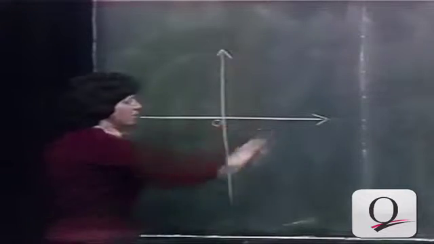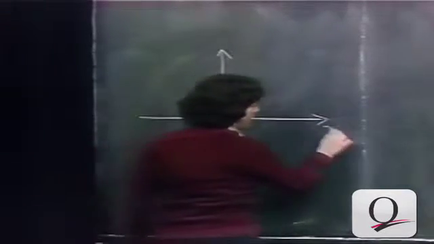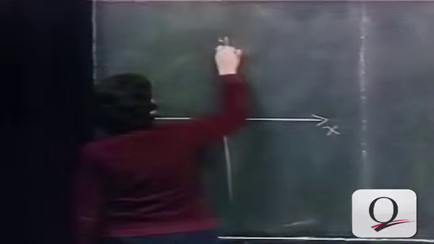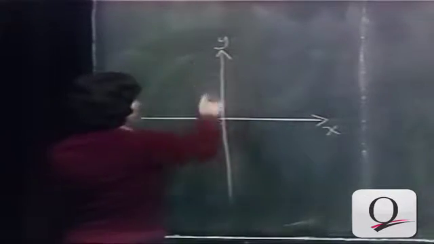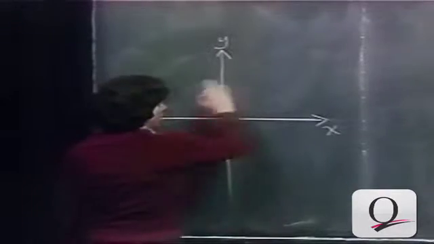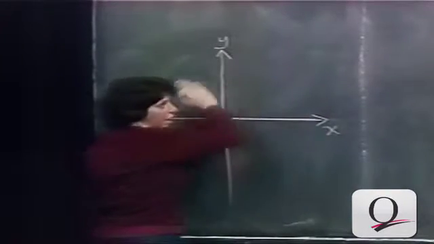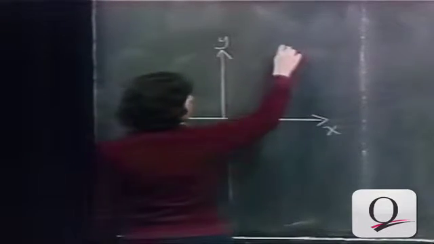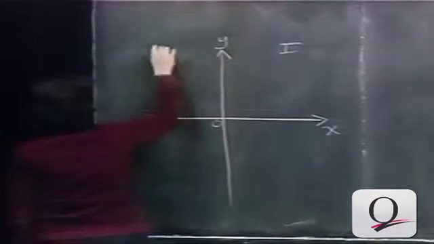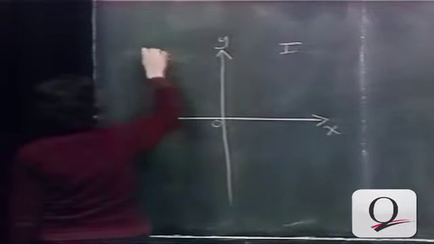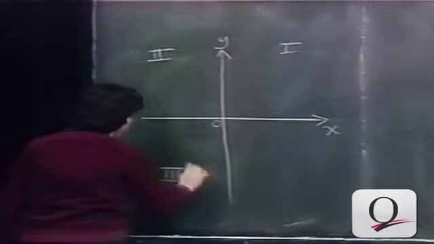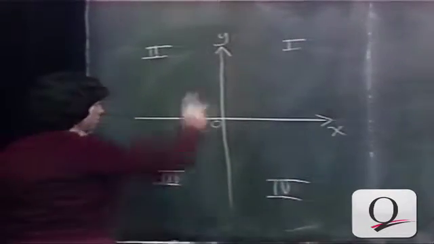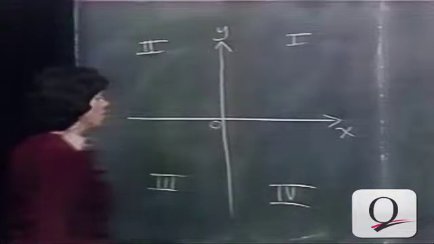The horizontal number line we generally call the x-axis, and the vertical number line we call the y-axis. These 2 number lines cut the xy plane, the blackboard here, into 4 quadrants. Starting in the upper right, we call this quadrant 1, and then numbering counterclockwise, quadrant 2, quadrant 3, and quadrant 4. They intersect at right angles at the origin.